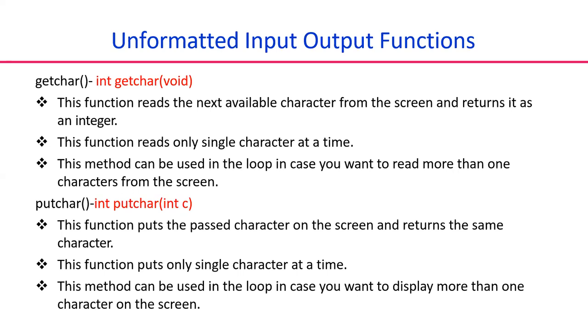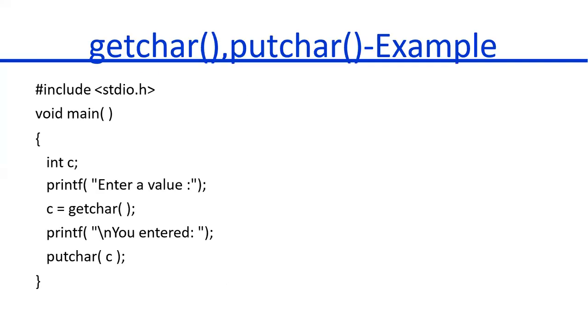Next, if you want to pass a character onto the screen, then you can use the function putchar. This particular function again puts only a single character at a time onto the screen. And if you want more than one character to be printed onto the screen, then we can use a loop. Here we are going to see one particular example using the getchar and putchar functions.